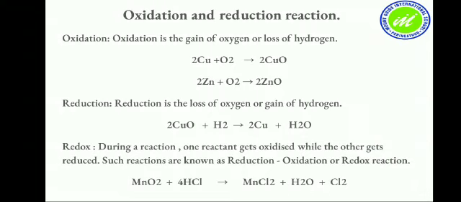See, manganese oxide, the product, it has become manganese chloride. So this oxygen is removed, so it is reduced. Likewise, HCl has become water. So hydrogen is added with water. So here oxidation, reduction, if both types of reaction are happening in a single chemical equation, we are calling it as redox reaction. So that is all about oxidation reduction.